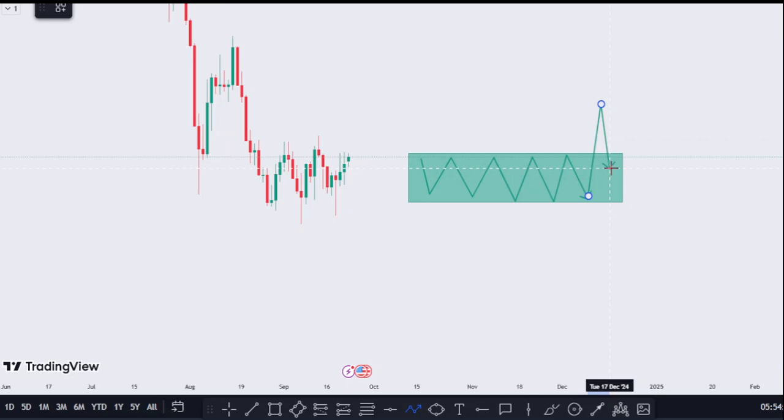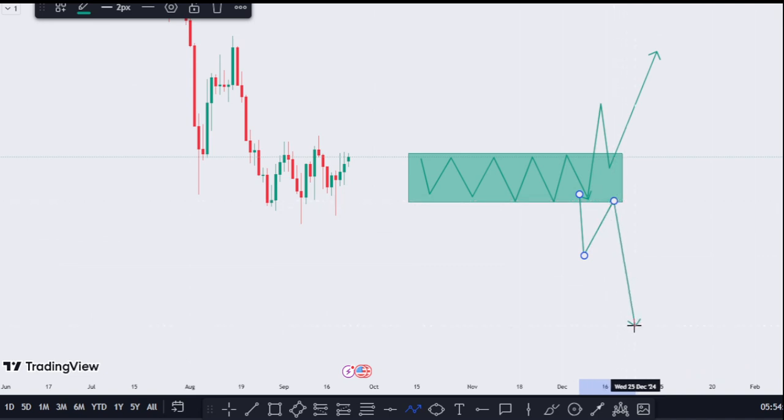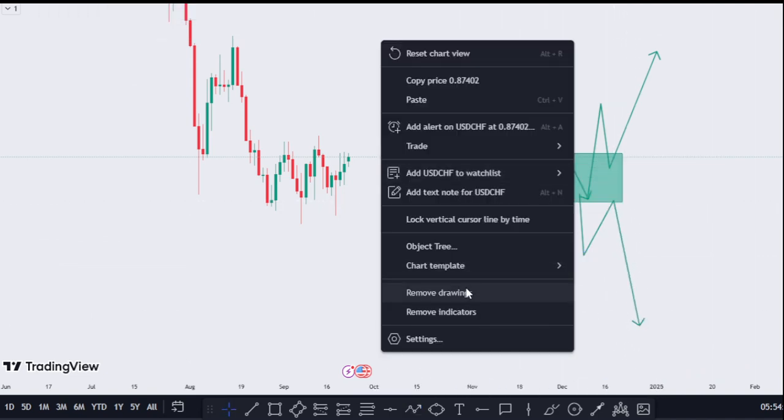Then we just have to wait for a pullback here. Then we take a buy opportunity, or we wait for price action to do the other way around and break the downside. Then we wait for a pullback here so that we can take a sell opportunity.